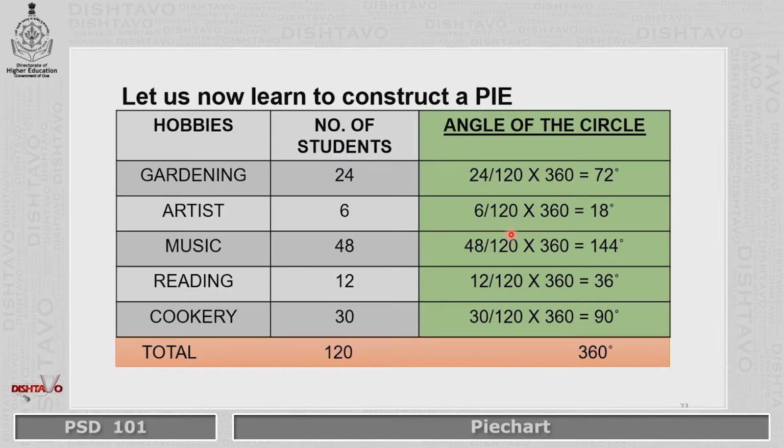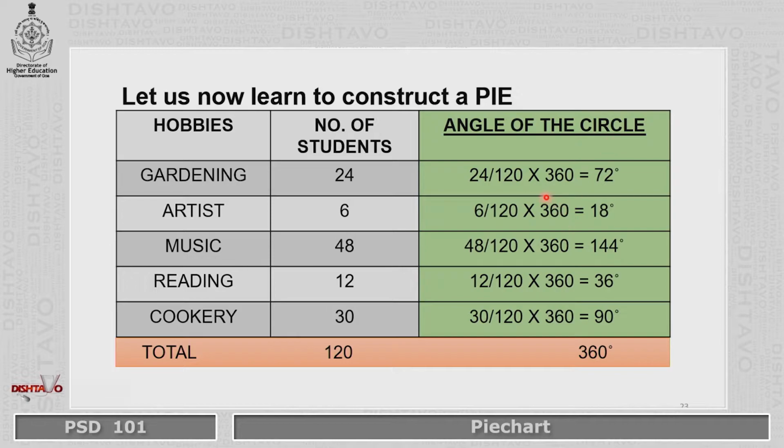Let us now learn how to construct a pie. This is the table that is already given to you. The first column contains hobbies, the second column contains number of students, wherein you total the number of students and put it down to 120 here. The most important step here is indicated in green, where you have to calculate angles of a circle.